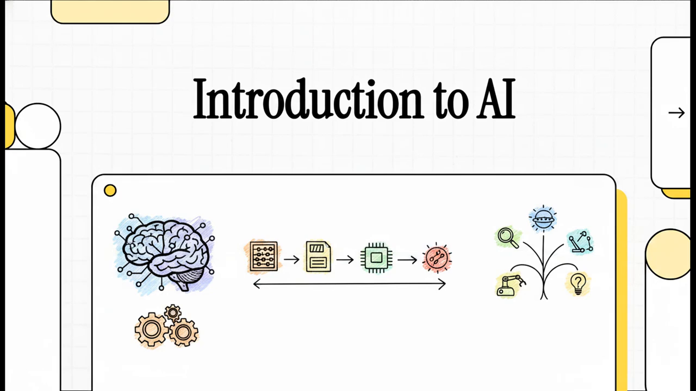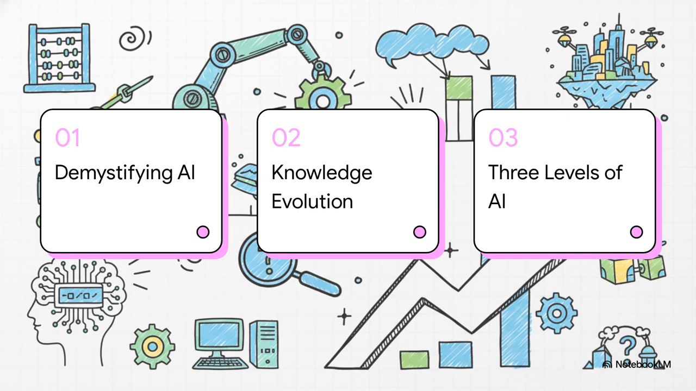Today we're taking a foundational journey into something that is literally reshaping our world, and let's be honest, probably your daily life: artificial intelligence. We're going to strip away all that sci-fi hype, look at the actual mechanics under the hood, trace the history of how we got here, and finally categorize what the future of this tech actually looks like. So here's our roadmap for this Explainer.